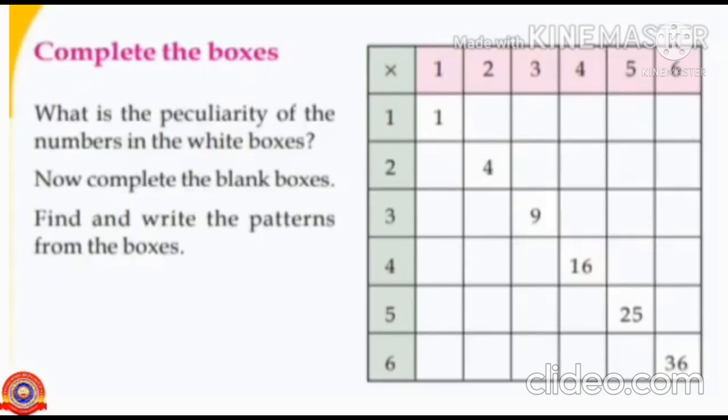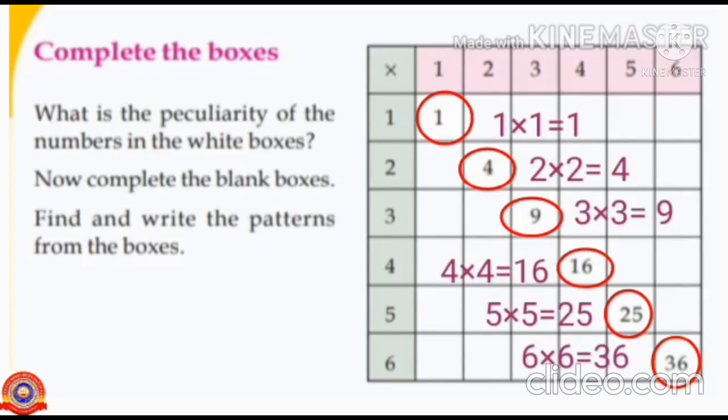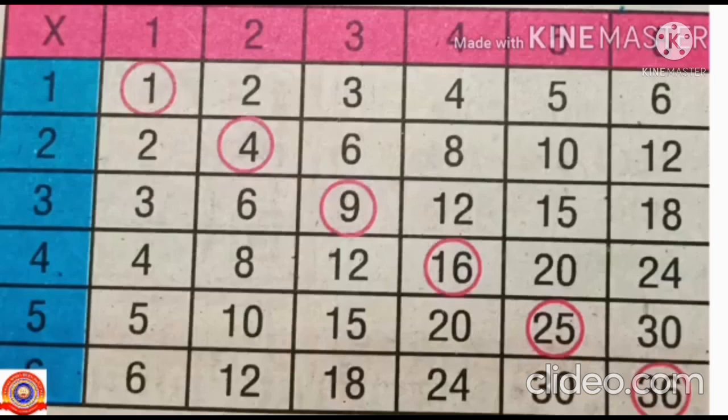Let's go to the next activity. Complete the boxes. Do you know what is the peculiarity of the numbers circled? Yes, these are numbers got by multiplying a number by the same number. That is 1 into 1 equals 1, 2 into 2 equals 4, 3 into 3 equals 9, 4 into 4 equals 16, 5 into 5 equals 25 and 6 into 6 equals 36.